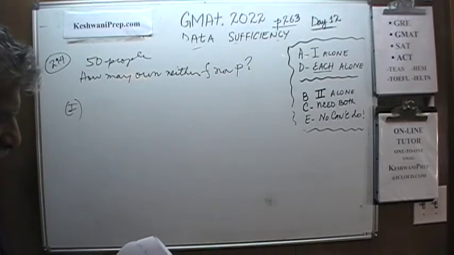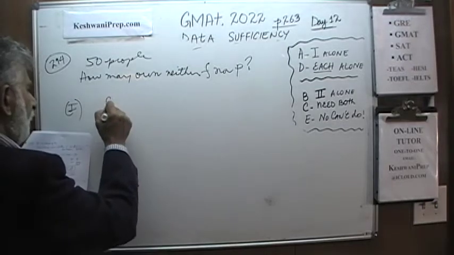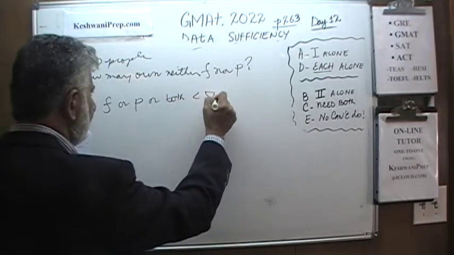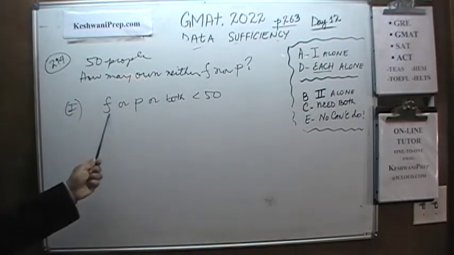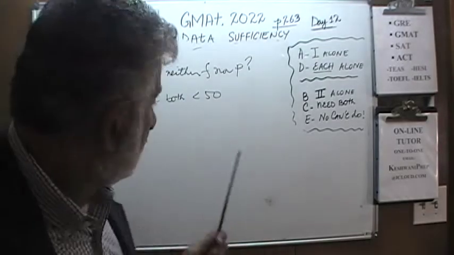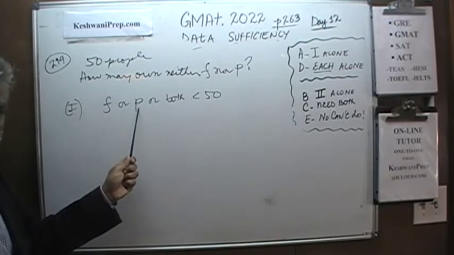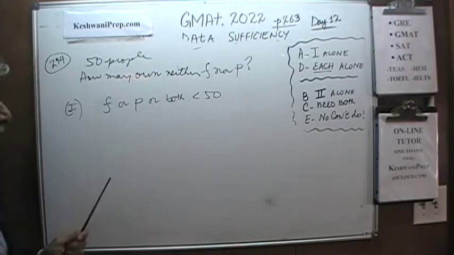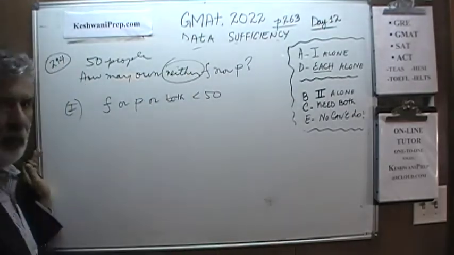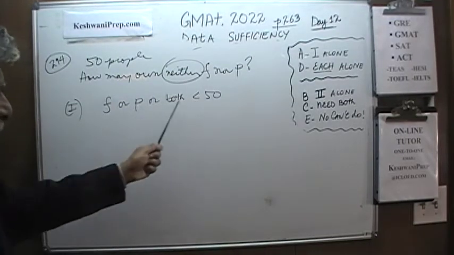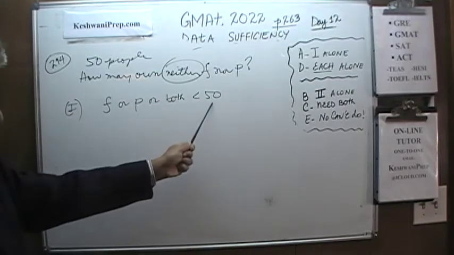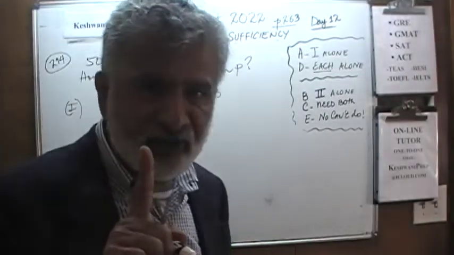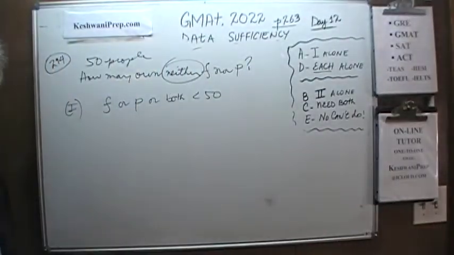Let's see what the first statement tells us. The people who own fax or printer or both is less than 50. Here I'm using the letter F to represent the people who own fax machine only, or people who own printer only, or people who own both. That quantity is less than 50. Knowing that part does not tell us how many will own neither. All it tells us is that because this sum is less than 50, there has to be at least one person, because we have 50 people altogether, who owns neither. But it doesn't tell us how many.